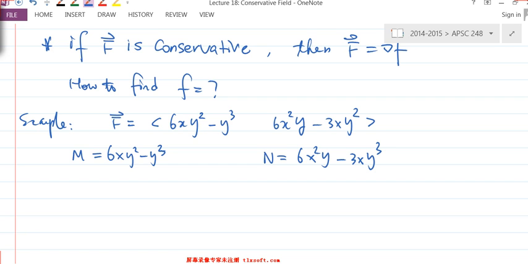So first step, I want you to verify whether F is conservative or not. We're a bit running out of time, but you can easily verify. You can see that partial n over partial x and partial m over partial y, these two are the same thing. If these two are the same thing, the vector field F is going to be conservative. There's no trick here. Let's just do the partial derivatives, and you see that. So F is conservative.